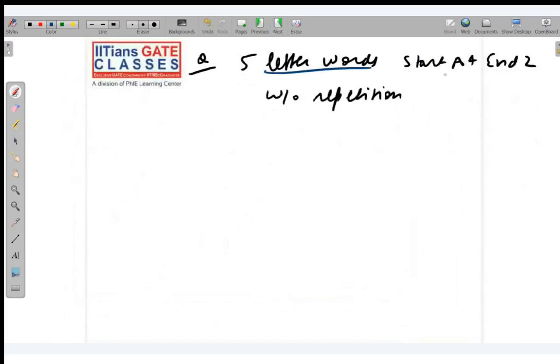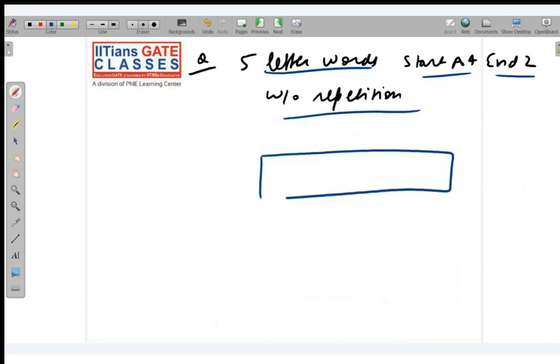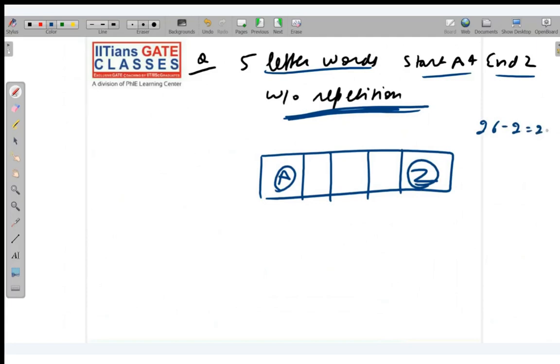Next is 5-letter words that start with A and end with Z without repetition. So same. That's why I was saying, constraints will come into the picture. So now I have a constraint. I will make the box. Start with A, end with Z, and I am saying without repetition. Since I am doing without repetition, I will say 1 and 2, characters are over. So how many are left? 26 minus 2, that is 24.